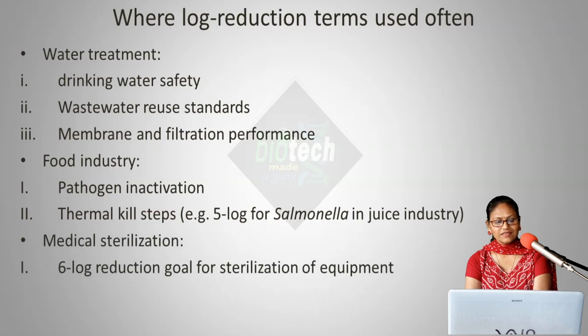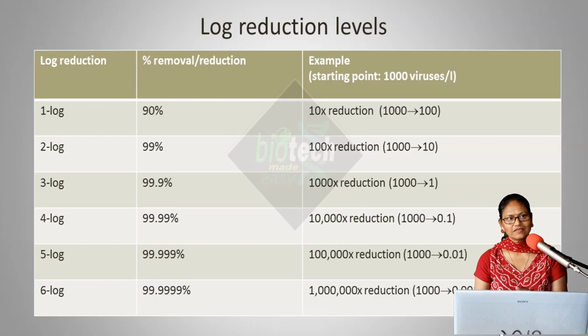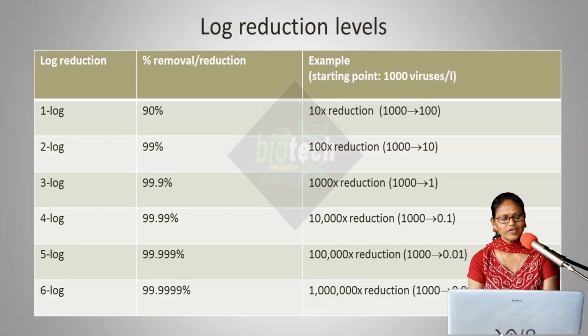And the third one, which is again very important, is medical and healthcare. Here, a 6 log reduction goal is set for the sterilization of equipment. So mostly these log reduction terms are used in water treatment, the food industry, and medical and healthcare. There are various levels of log reduction. This table is showing the different levels from 1 log to 6 log. The levels can be even more than that also.